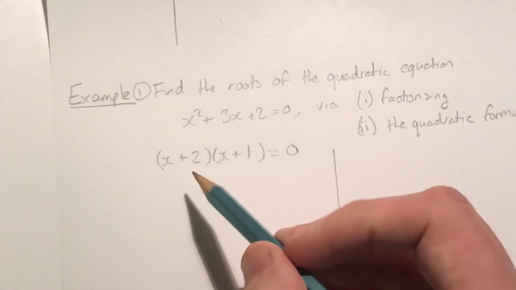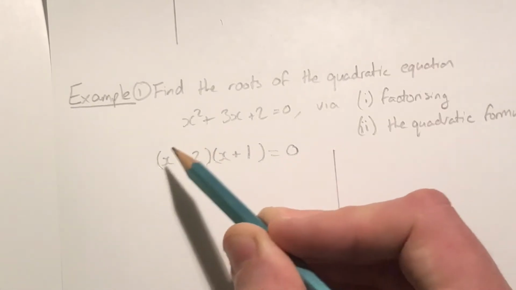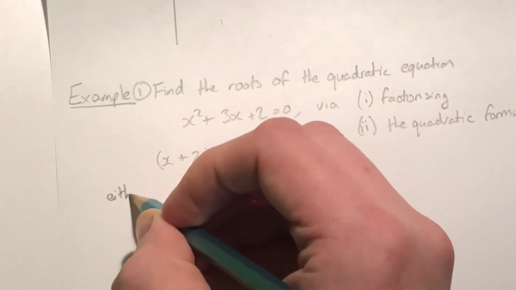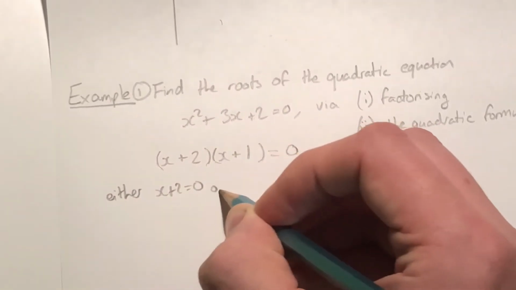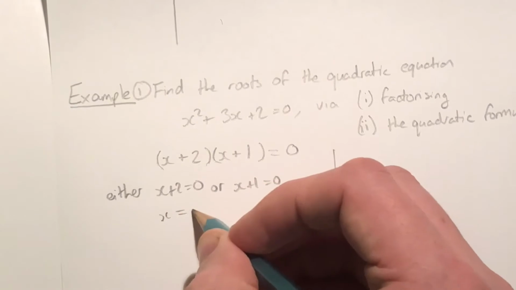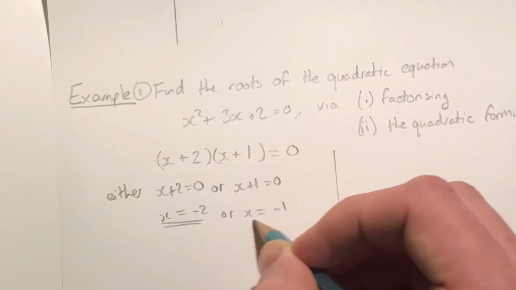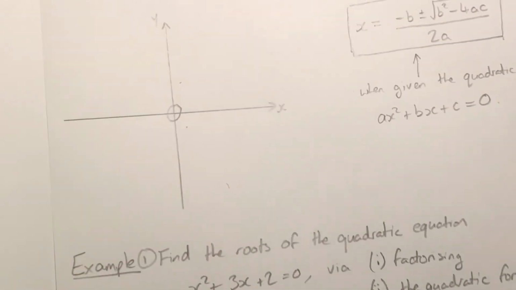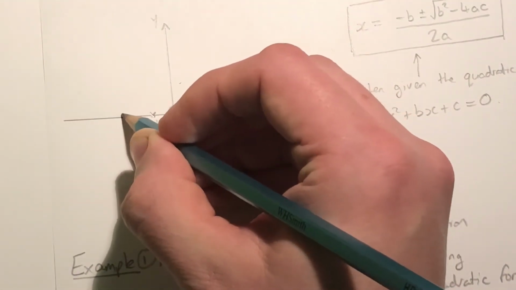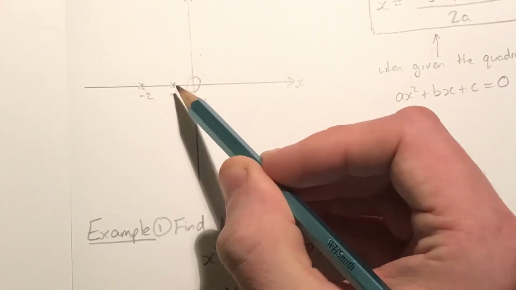And from earlier we discovered that if we've got two values that times together to give you 0, either this value here has to be 0 or this value here has to be 0. So we can make our either-or statement: either x plus 2 equals 0 or x plus 1 equals 0, which means x is equal to negative 2 or x is equal to negative 1. And that means if we were to go back to this graph up here, we've got a point at negative 1 and a point at negative 2, not to scale of course. That just shows us exactly where it's crossing the axis.